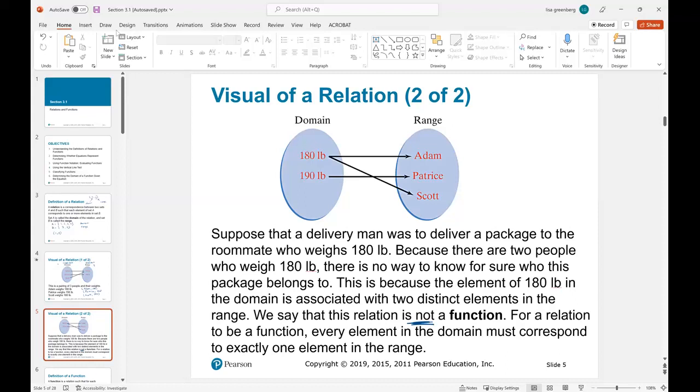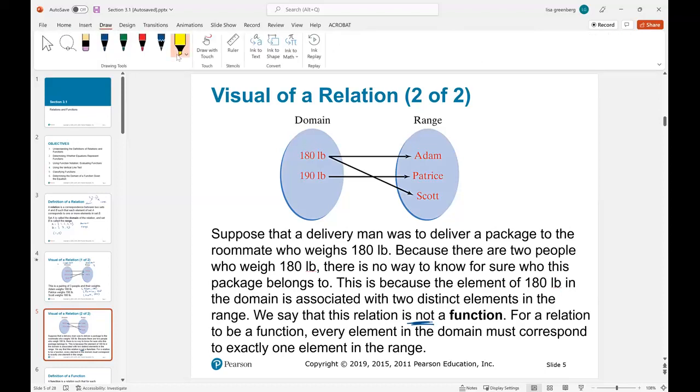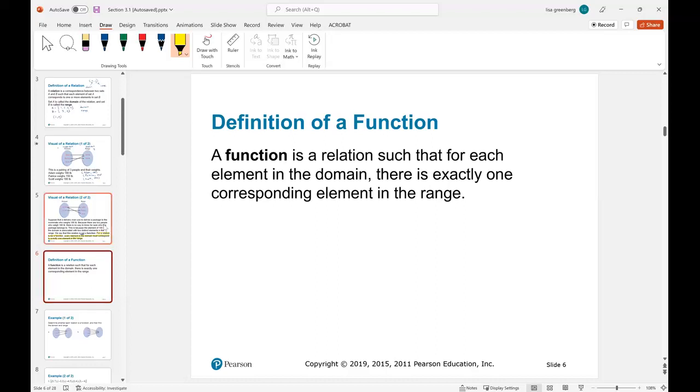So one important thing is, for a relation to be a function, every element in the domain must correspond to exactly one element in the range. So here, what I'm going to do is, no, I'm not going to do that yet because we're going to talk about what is a function. We know what a relation is, right? But now we need to define the difference between a relation and a function. And here it says a function is a relationship such that for every element in the domain, there's exactly one corresponding element in the range.